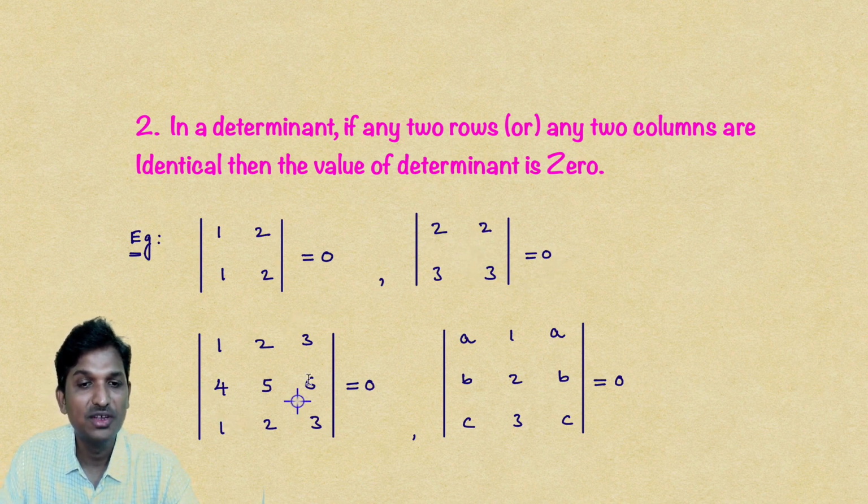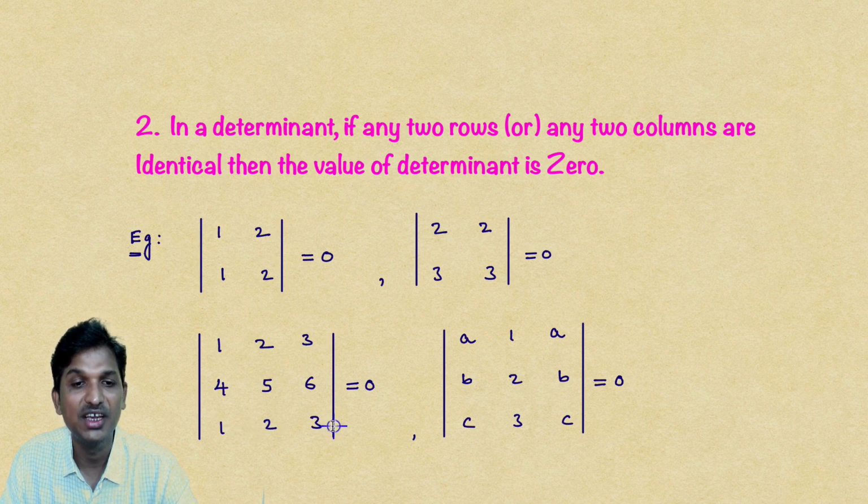So you observe this 3 by 3 determinant. In this, first row is 1, 2, 3. You observe the third row is 1, 2, 3. These two rows are identical. In a determinant, if any two rows are identical, what is the value of the determinant? The value of the determinant is 0. Without expanding this determinant, by using this property, directly we can say that this answer is 0.